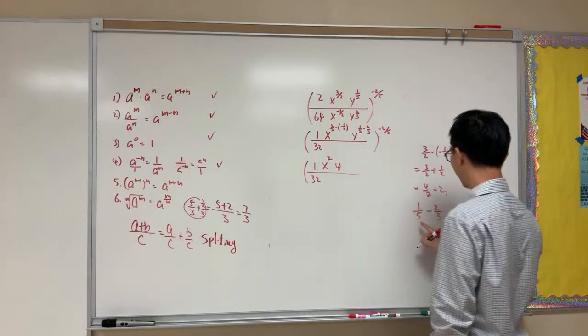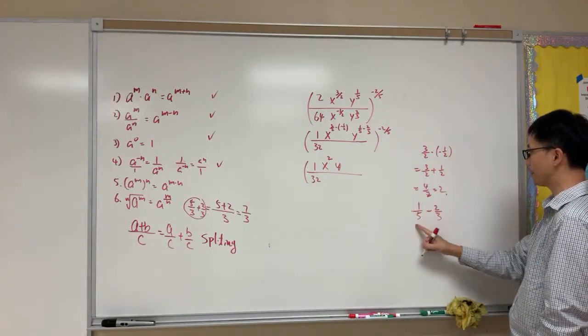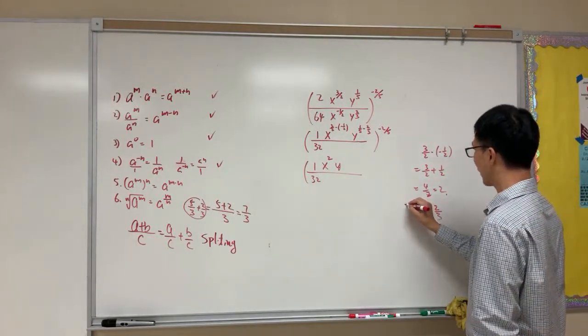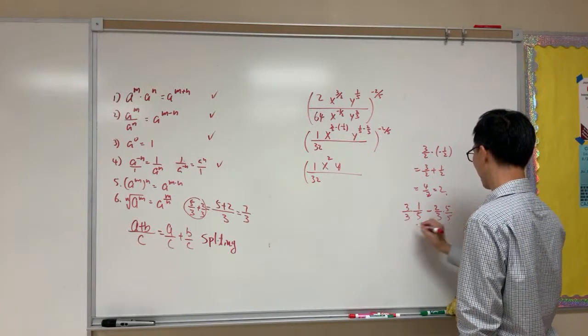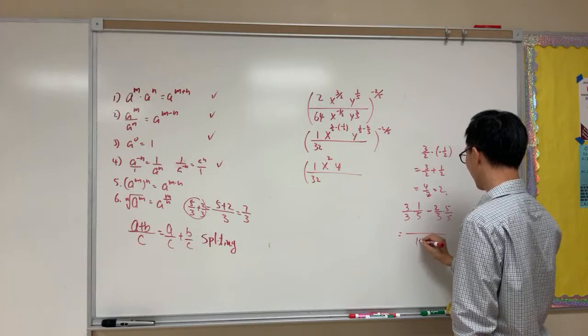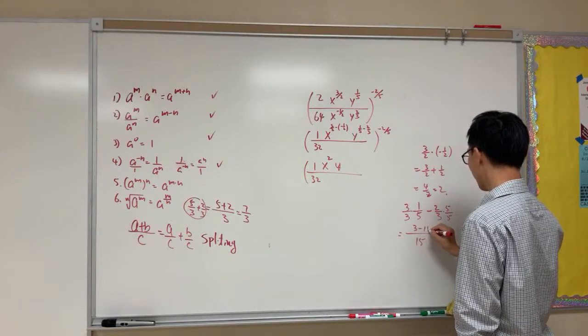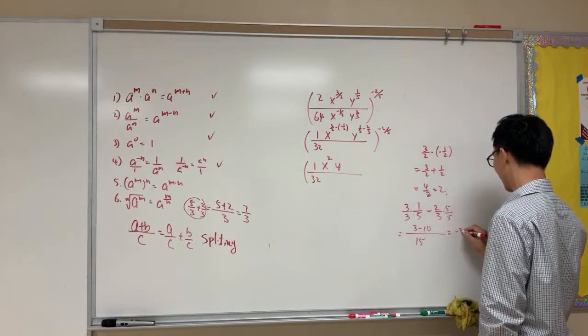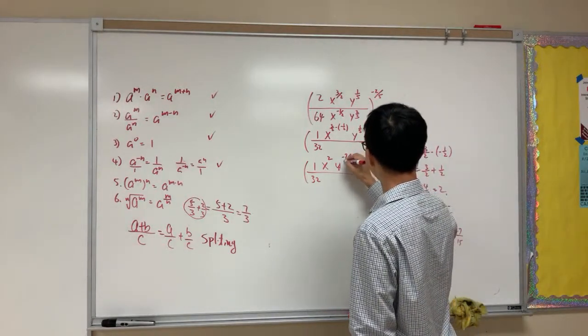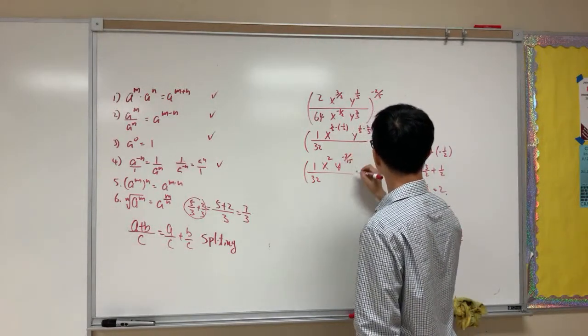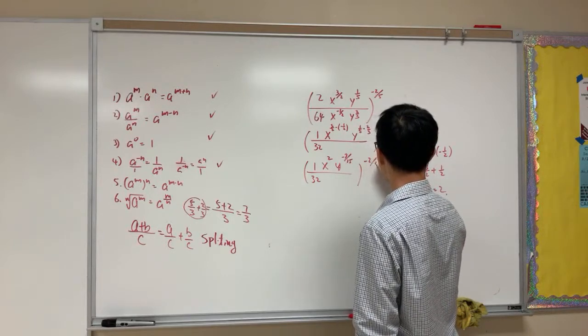I need a common denominator because the fractions have different denominators. So I need to multiply this by 3 over 3. And this is 5 over 5. So that's equal to 3 minus 10 over 15. That's equal to negative 7 over 15. So I got negative 7 over 15, to the negative 2/5 power.